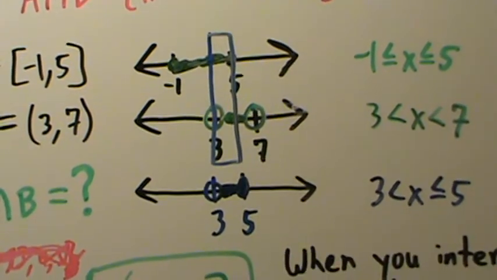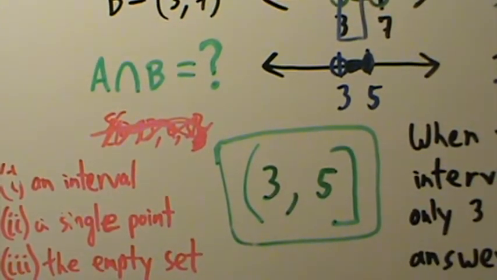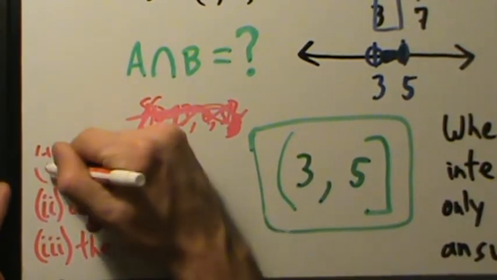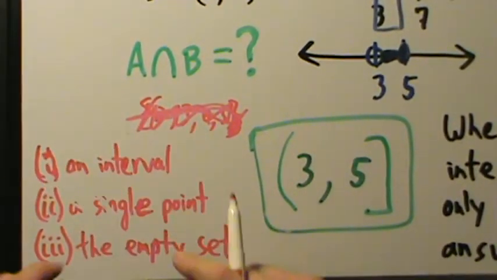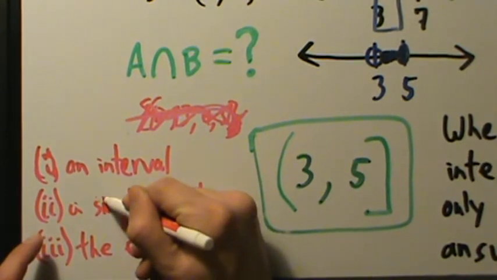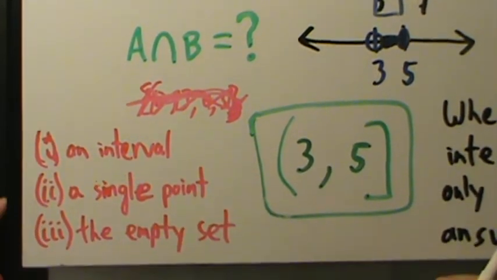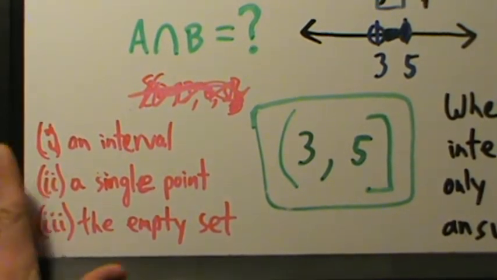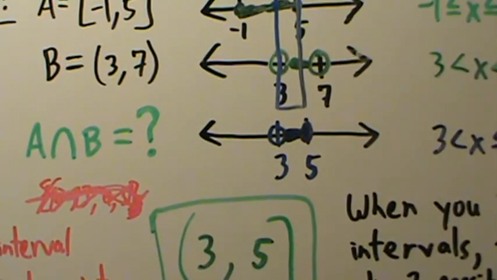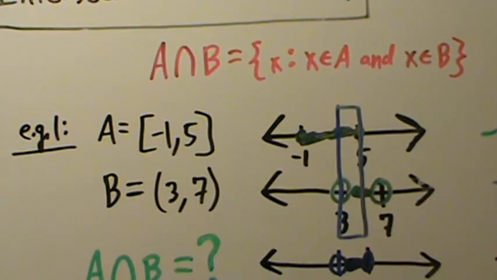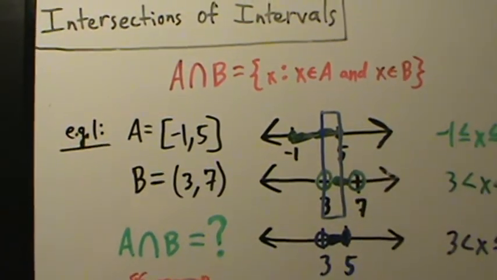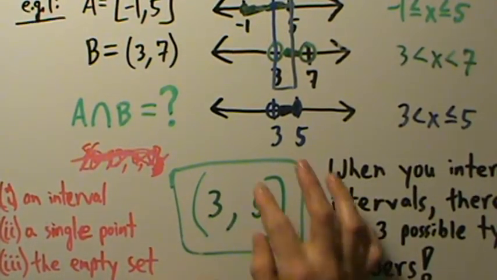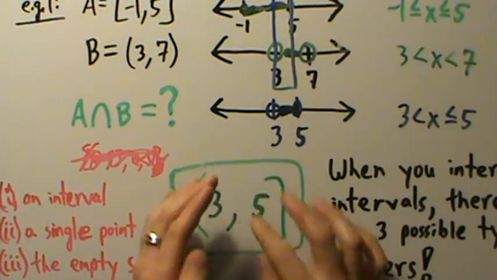That includes everything. So that's why when you intersect two intervals, there are only 3 possible types of answers: an interval, a single point, which you must also express as a set, but we'll talk about that in the next example in the next video, and then 3, the empty set. Okay? So that's it for example 1, and this very important point here, which we'll bring up again in the next video. So example 2 is coming up in the next video. And again, the answer here was 3 to 5, like this: open parenthesis here, square bracket here. Okay?